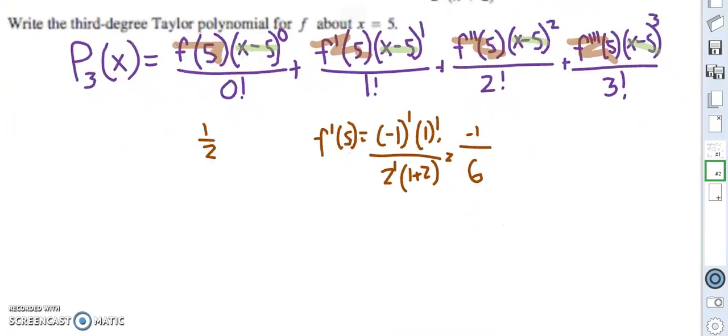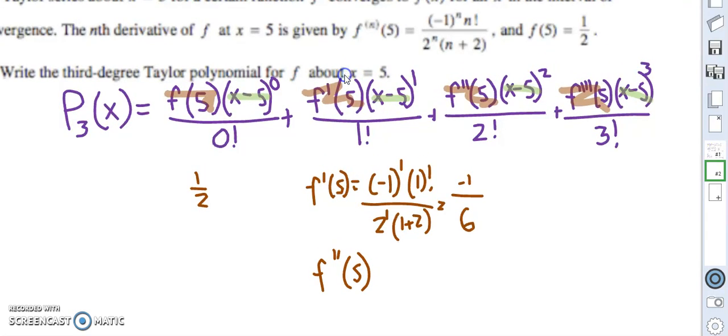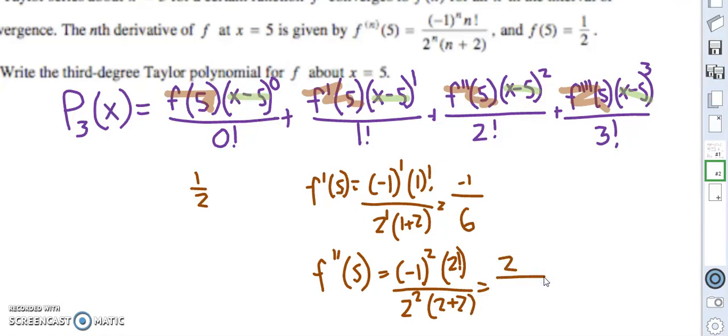That's that one. I need to figure out what second derivative of 5 is. That's going to involve plugging a 2 into that formula. I'll do negative 1 to the second power, 2 factorial, 2 to the 2, 2 plus 2. That's 1 times 2 factorial over 4 times 4.